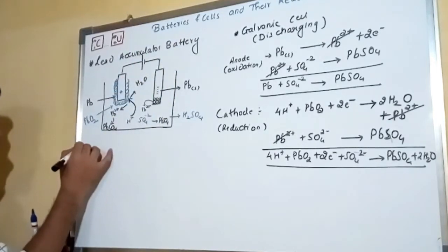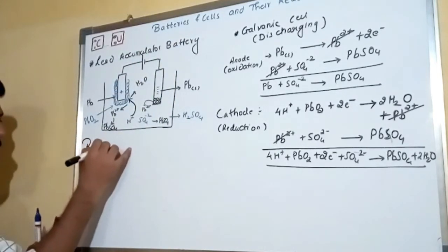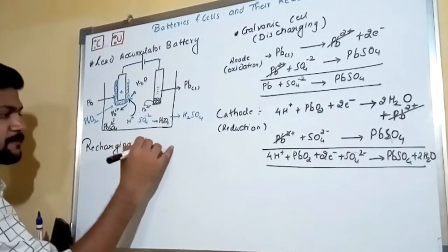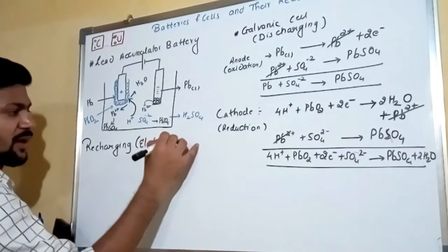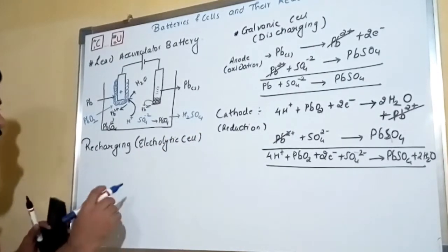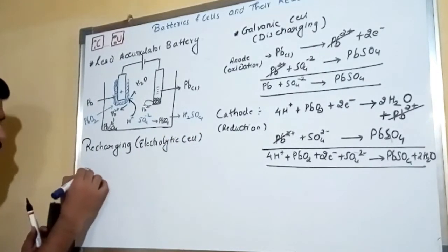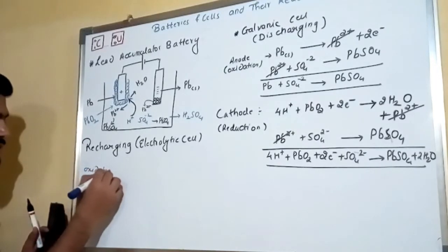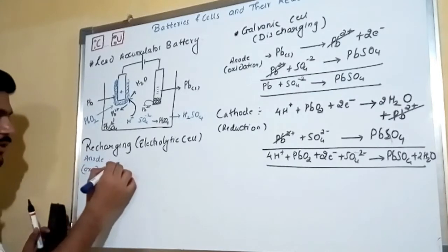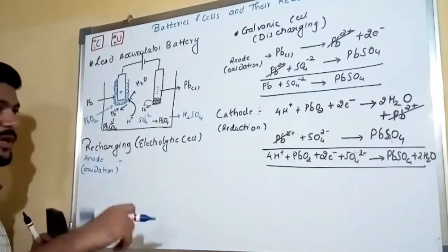So this is nothing but recharging, or you can say this is working as an electrolytic cell. So what will be the reactions? First of all, let us start with oxidation. What will be your oxidation? Oxidation simply means it will be working as an anode, and oxidation is loss of electrons.